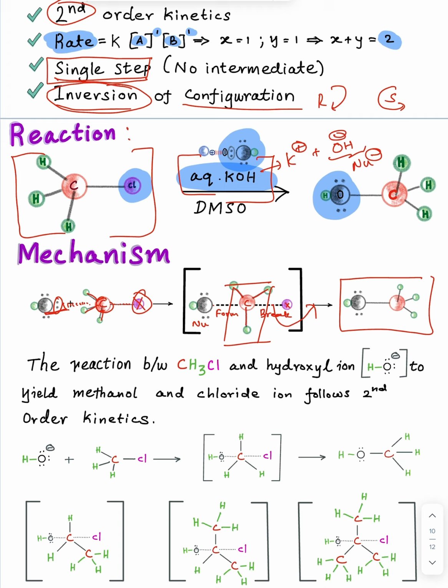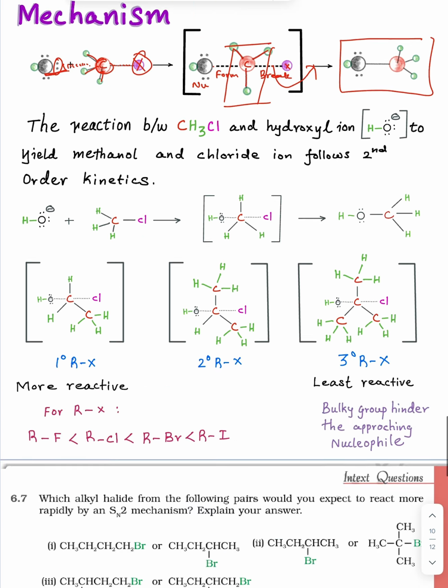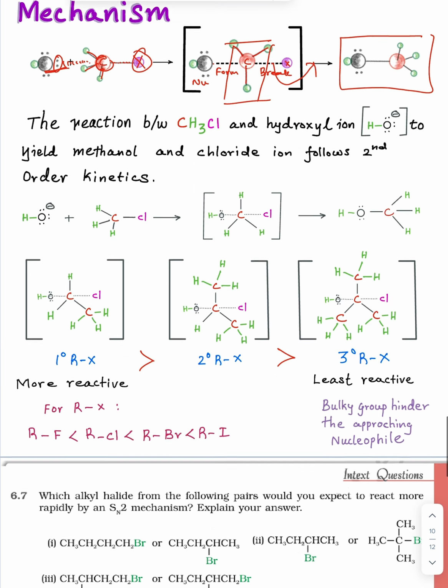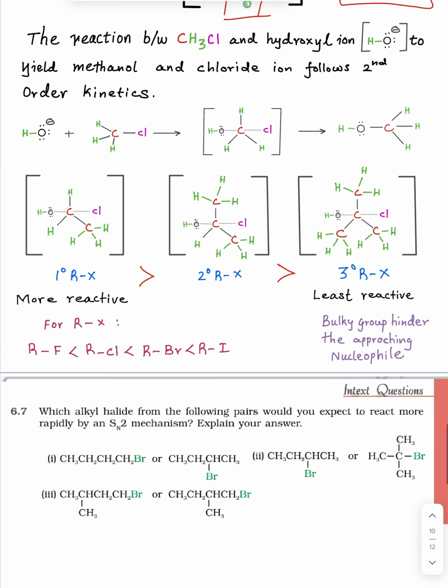It's participating. The rate of the reaction depends upon the concentration of the alcoholic base as well as the methyl halide, methyl chloride. Now, the stability order of the SN2 reaction: primary alkyl halides are more reactive than secondary and tertiary alkyl halides. The reason is steric hindrance. So how is it steric hindrance? Here I mention the primary, secondary and tertiary alkyl halide intermediates.